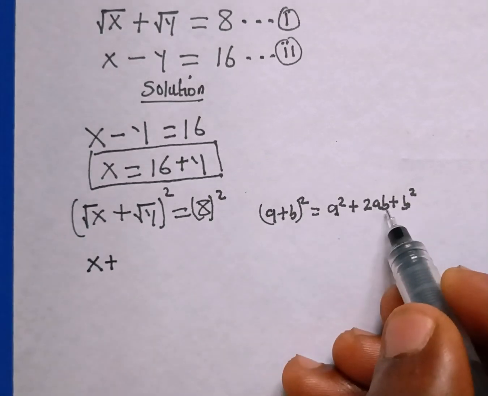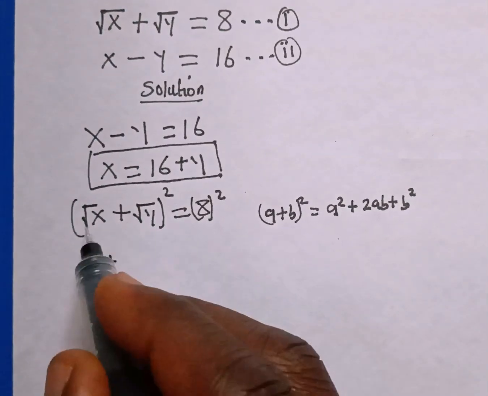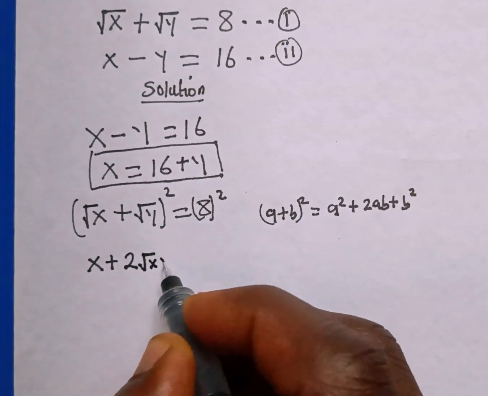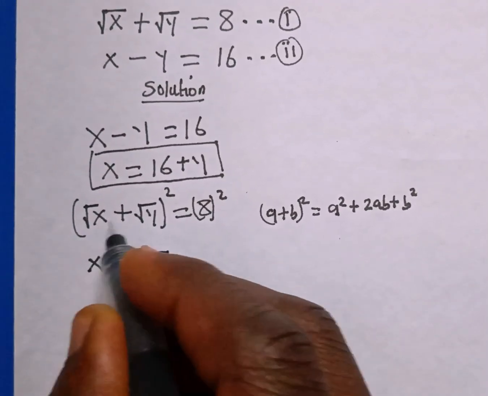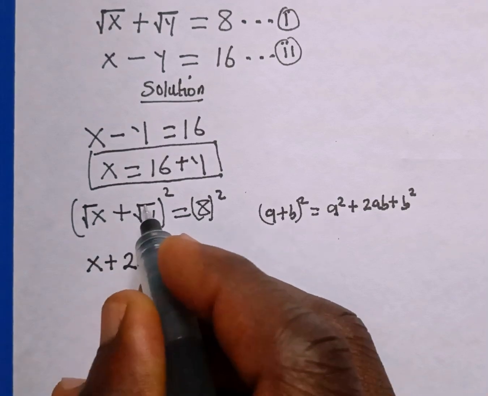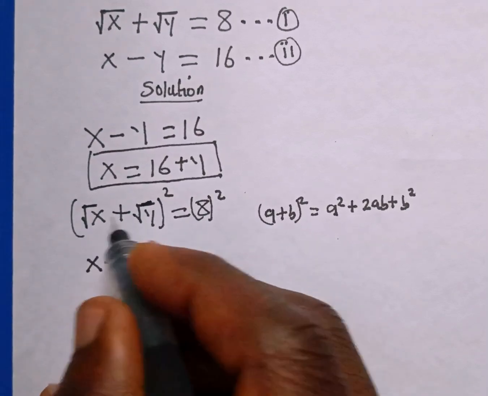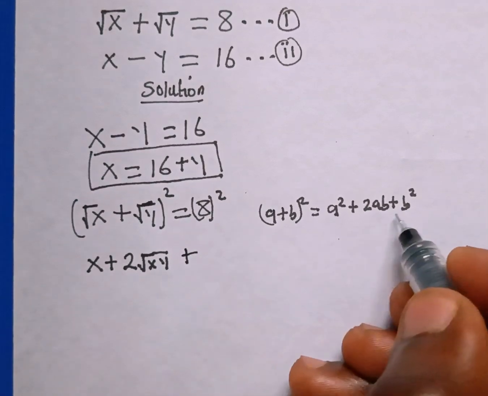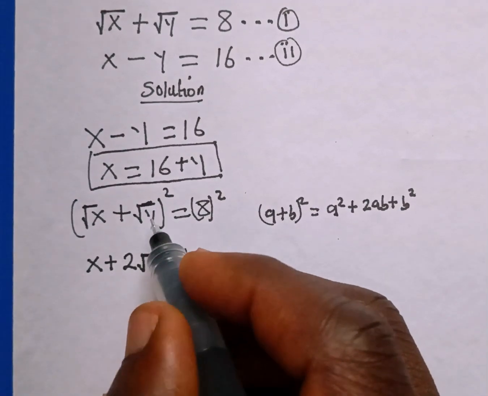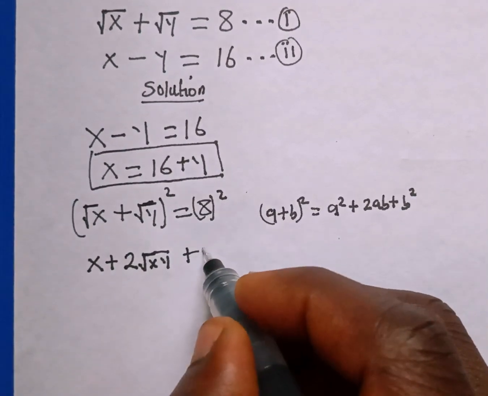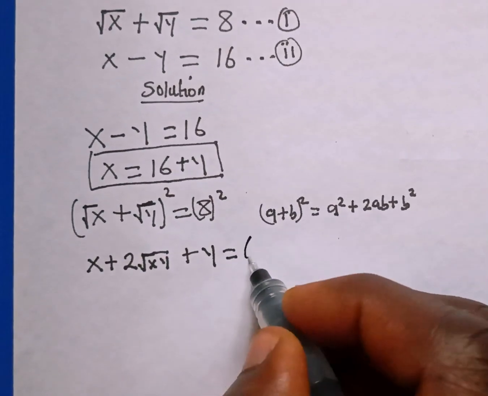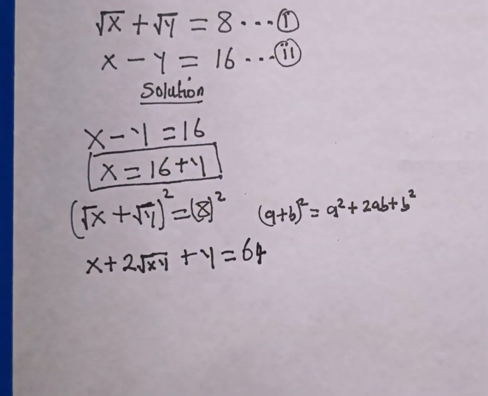Then plus 2ab is going to be 2 multiplied by ab. So we have 2 multiplied by square root of x and y, because since they have the square root here and also square root here, they can be in the same one square root. So plus b square is going to be square root of y squared, so the square is going to cancel the square root. We are left with y, which is going to be equal to 8 squared, simply 8 multiplied by 8, which is going to give us 64.